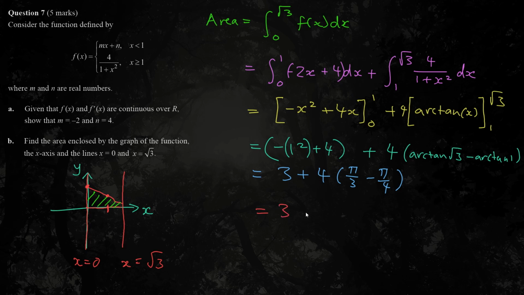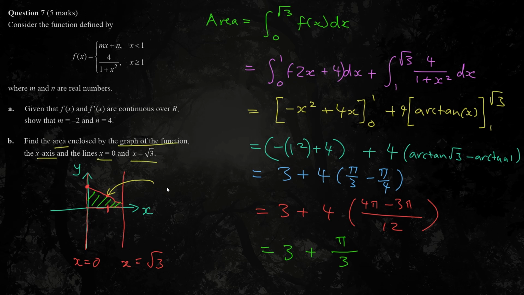And so this is 3 plus 4 times common denominators. We get a 4 pi here, 3 pi here. We're dividing by 12. We'll just simplify things a little bit. 4 over 12 constitutes division by 3. 4 pi minus 3 pi is pi. And there's your answer. And so there you have it. So we found this area. It's the area enclosed by the graph of the function and these 3 lines. And we worked out that it's 3 plus pi over 3.